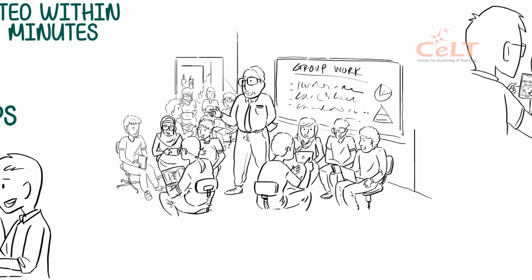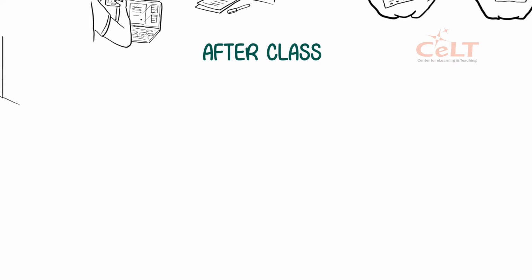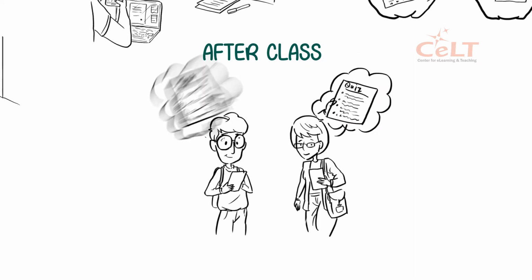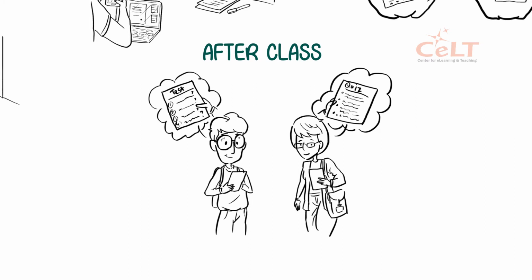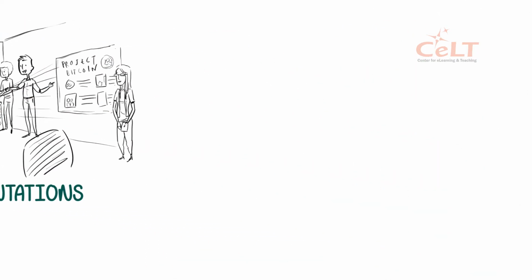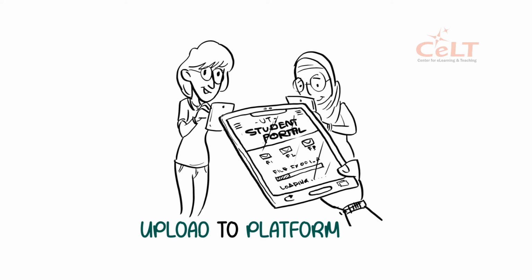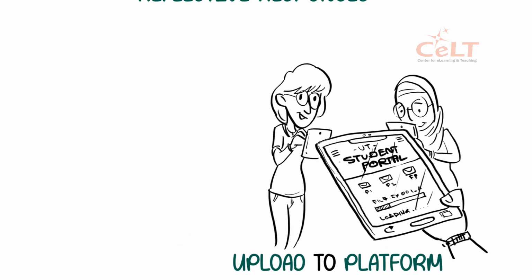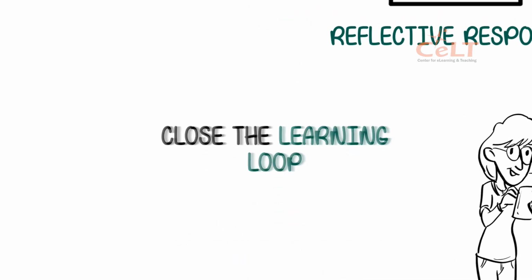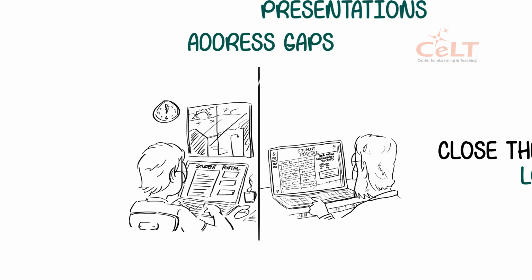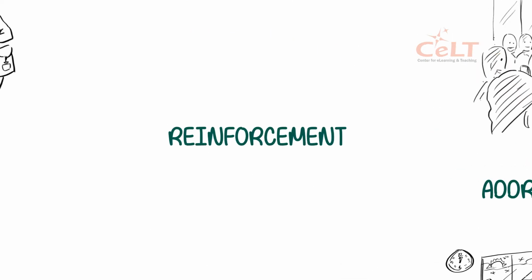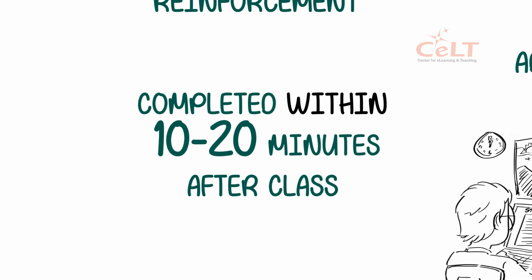The after-class component of the FC can be used to assess performance using formative assessments, presentations, reflective responses, or getting students to modify their work to be uploaded to the platform for discussion and to learn from each other. As the instructor, you can close the learning loop by providing feedback to address any gaps in knowledge to reinforce what learners have learned. Plan so that students would be able to complete their after-class work within 10 to 20 minutes.